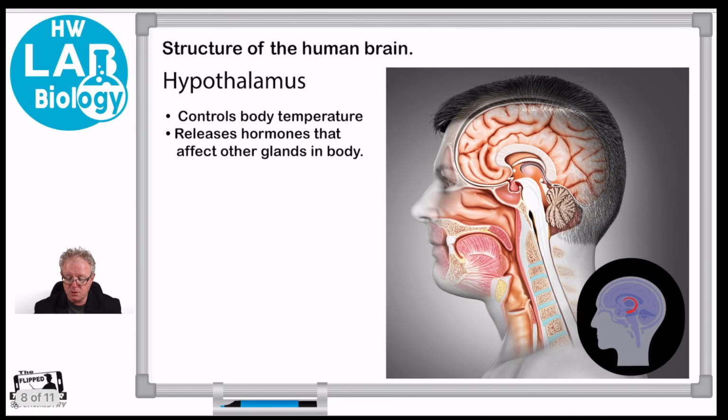Okay, then we go to something called the hypothalamus. Okay, you can see here it's this little section here, the hypothalamus, just underneath the corpus callosum there, right, or just there I should say. There's the hypothalamus, because our thalamus is above that. So our hypothalamus is just there, and it controls body temperature and releases hormones that affect other parts of the body. So this is where we're getting a crossover between the nervous system and the endocrine system. The endocrine system is to do with hormones.